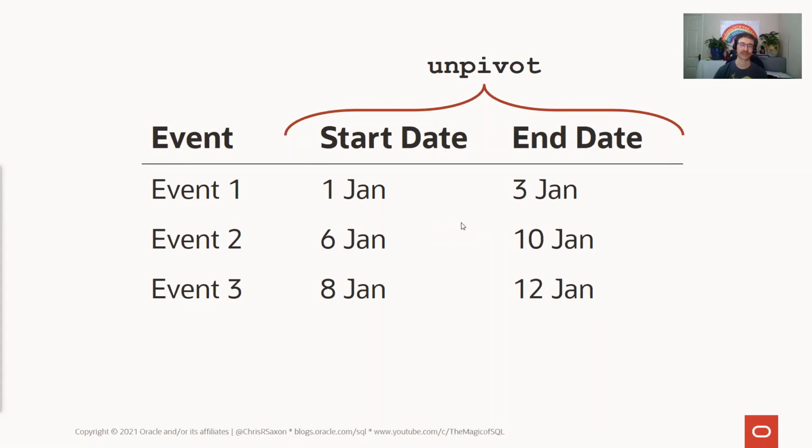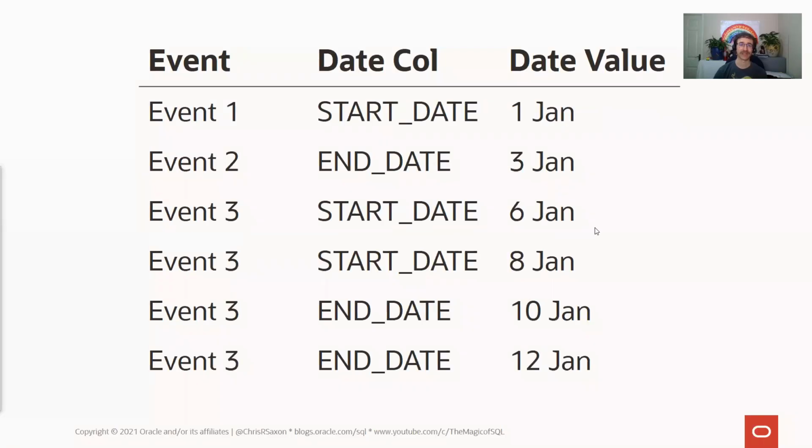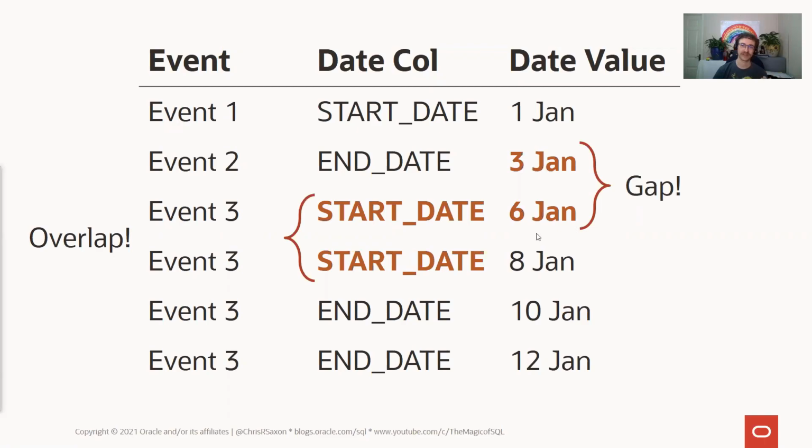So if we unpivot those two, start date and end date, and sort by the resulting date, we get some values that look like this. And just looking at the data, you can see we've got end date, start date, 3rd to the 6th. That tells us there's a gap in there. Also, if you've got 2 or more consecutive rows which are both start dates or end dates, that also tells you you've got an overlap.